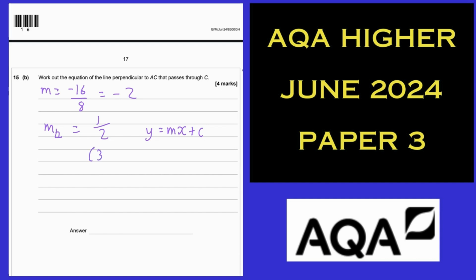It goes through the coordinate 3, -7. So replace y with -7, m with a half, x with 3. Reach for your calc if you need to. That's 1.5. Subtract it from both sides. C is minus 8.5, or obviously minus 17 over 2, if you prefer. And your equation, y equals mx plus c. And yet, I'm one of those people who's gone for fractions and decimals in the same.